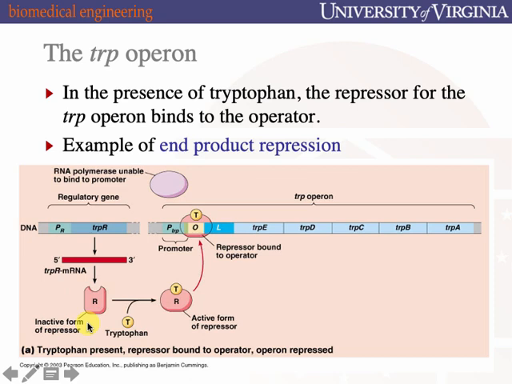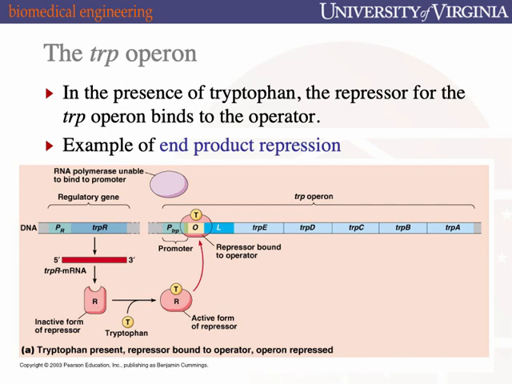The TRP repressor, in the absence of tryptophan, so when tryptophan is needed, is in a conformation that renders it unable to act as a repressor to the TRP operon. So ordinarily, if there's no tryptophan around or there is a need for the cell to synthesize tryptophan, that TRP repressor is off the operator sequence. But once the cell has an elevated concentration of tryptophan intracellularly, that tryptophan will bind to the TRP repressor. TRP repressor undergoes a conformational change, and now in that changed structure, it can bind to the operator sequence and turn off the operon.